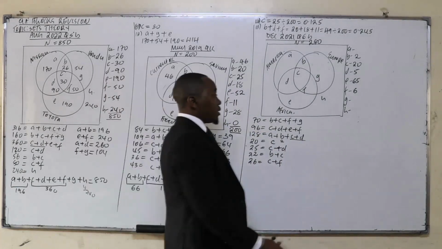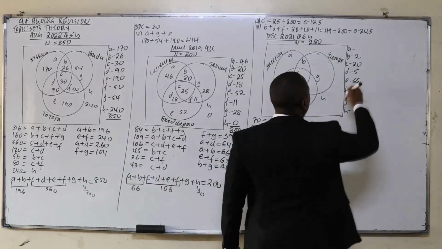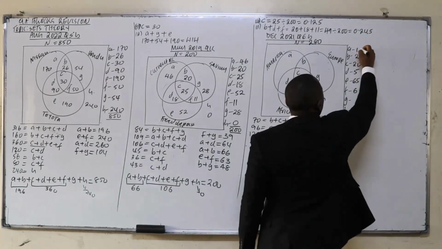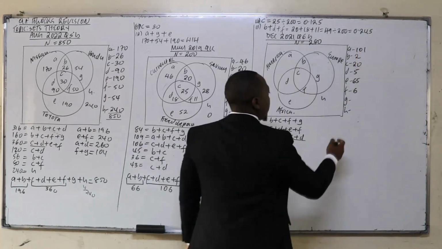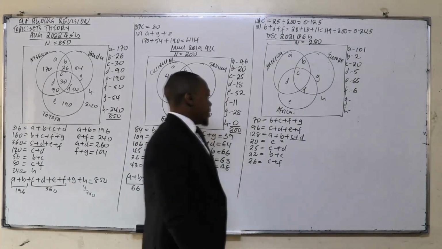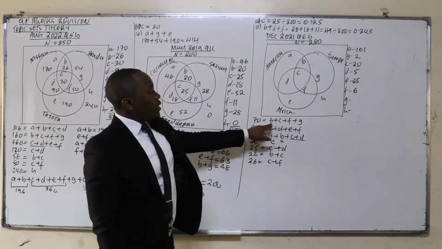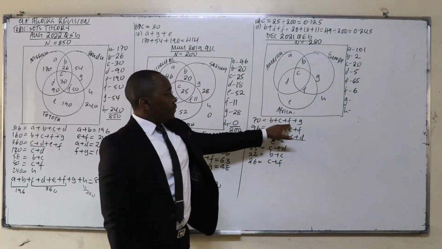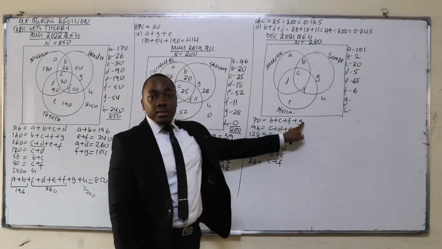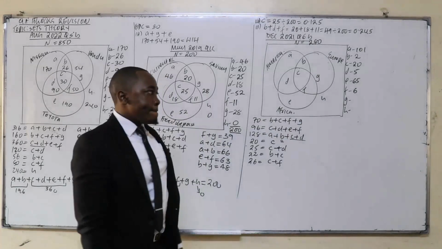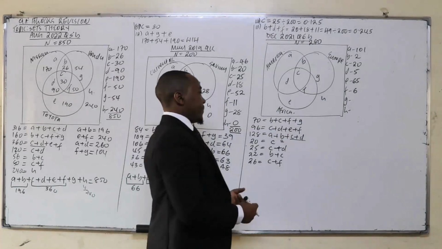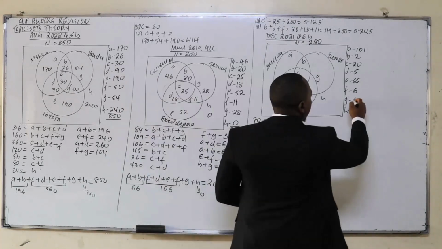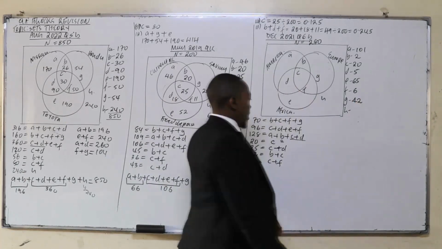So A is 1, 1. So we know we need G. B is 2. C is 20. F is 6. How much is G? G is 42. We need now H.